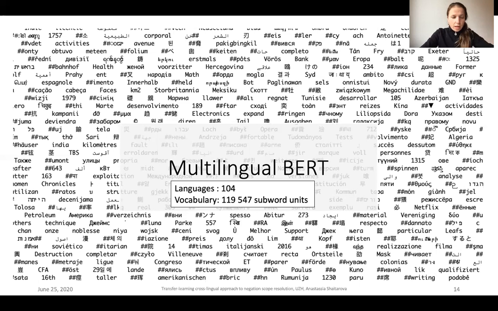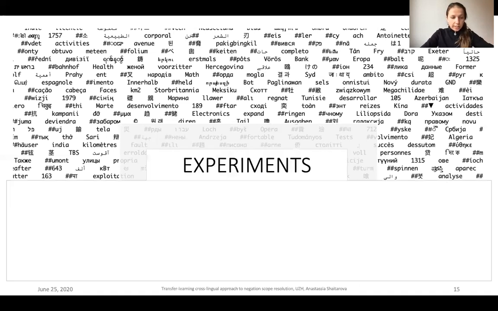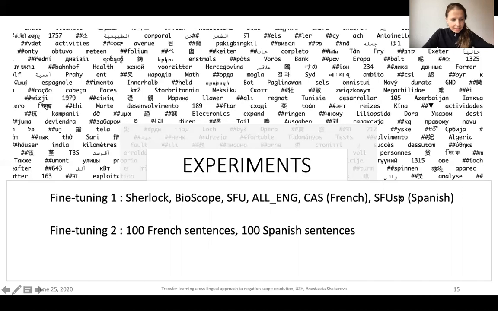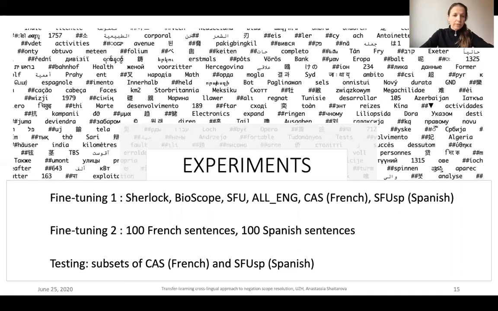So we've worked with English, French and Spanish, languages that are rather close to each other syntactically and sharing a similar word order. We ran two small experiments. For zero-shot transfer, we fine-tuned the model on all the English corpora separately, like Sherlock, BioScope, SFU, all the English corpora together, the French corpus and the Spanish corpus. Another idea was to see if fine-tuning just on 100 sentences would be worth considering. And then we tested the models on the subsets of the French corpus and the Spanish corpus.